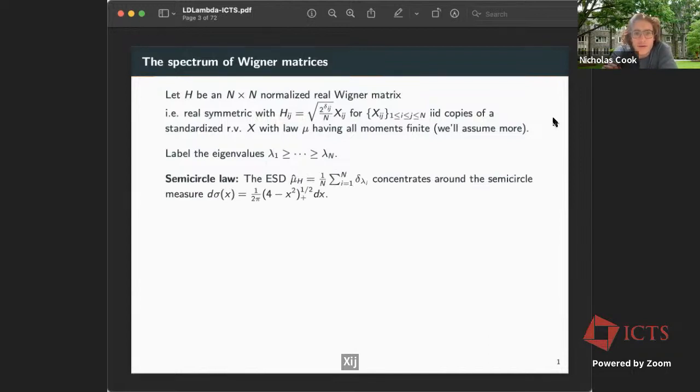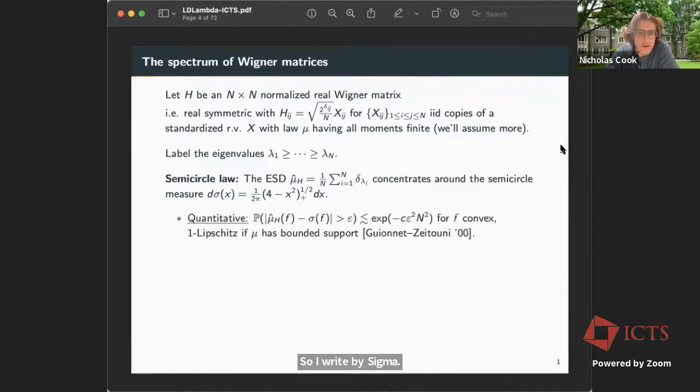Okay, so with this scaling, the empirical spectral distribution converges to the semicircle measure, which I write by sigma. So we have quantitative versions of this. So for instance, if I have a test function f that's convex and Lipschitz, and if the entries have bounded support, then I get this exponential concentration with speed n squared. So this is a consequence of Talagrand's inequality that was shown by Guionnet and Zeitouni.